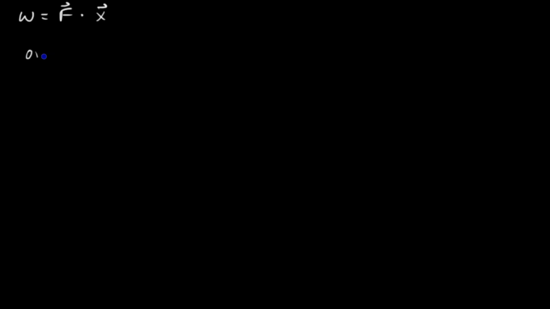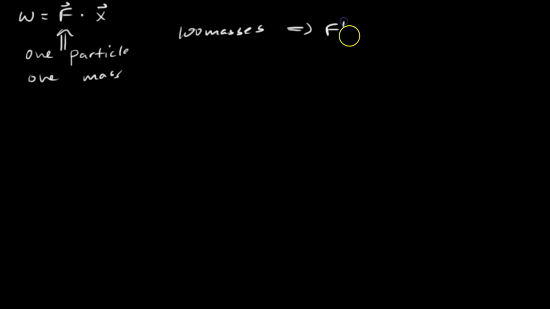But this is only for one particle, or one mass, right? It's only for one mass because it's only for one force, one displacement. If we have, let's say, 100 masses, we're going to have to do force 1 dot displacement 1 plus force 2 dot displacement 2, etc., until we compensate for all these 100 masses. But there's a much easier way to do this.